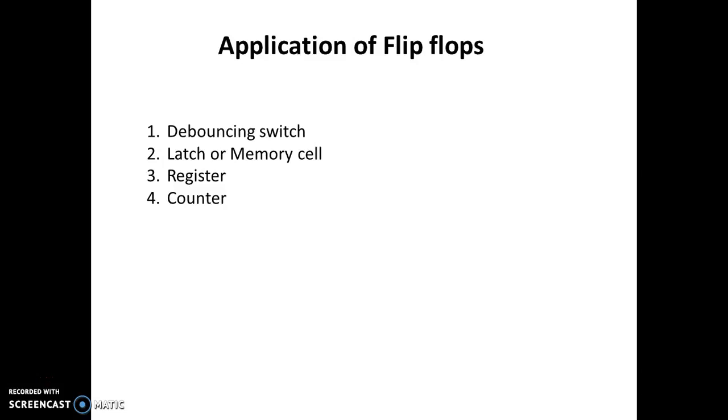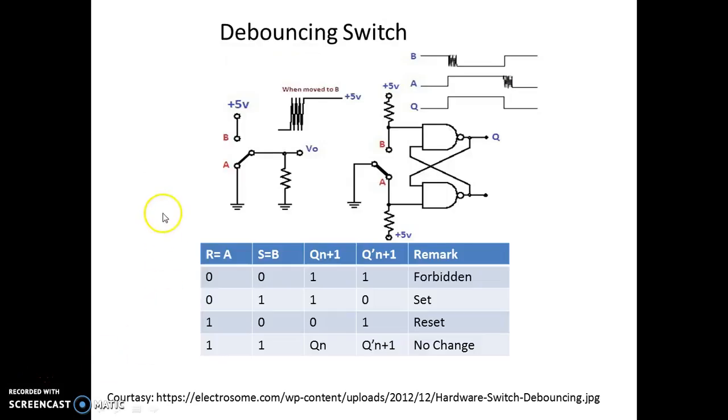In the previous screencast we have seen the various types of flip-flops like SR, D, JK, T flip-flop. These are used for various applications like debouncing switch, latch, register, counter. We will see these applications one by one. So first we will see the debouncing switch.